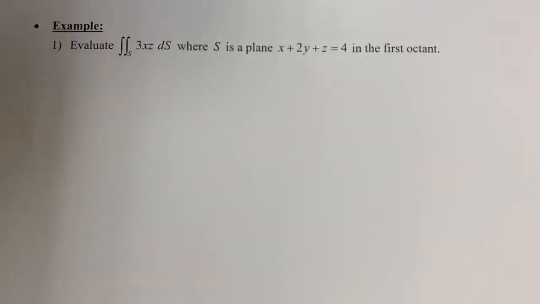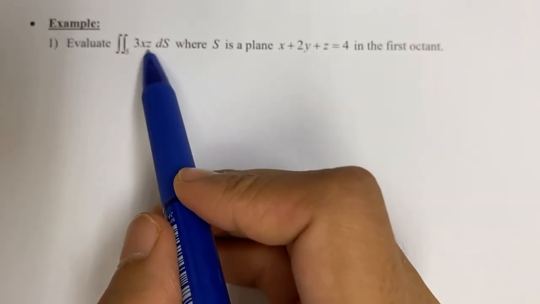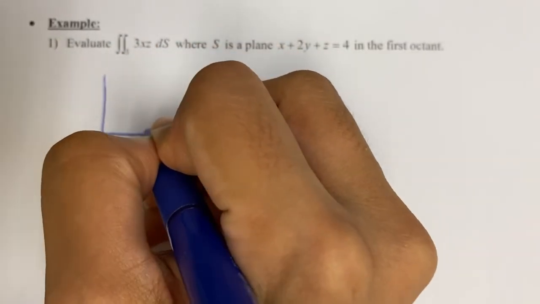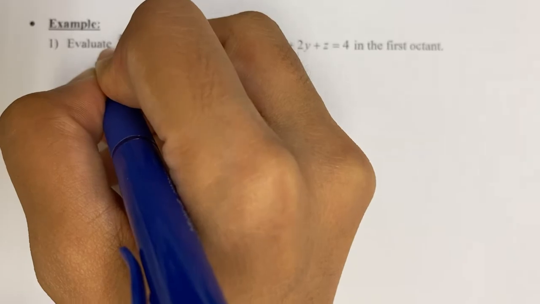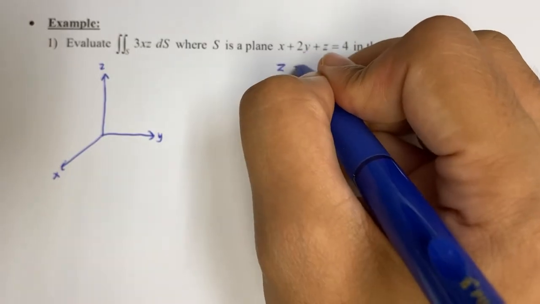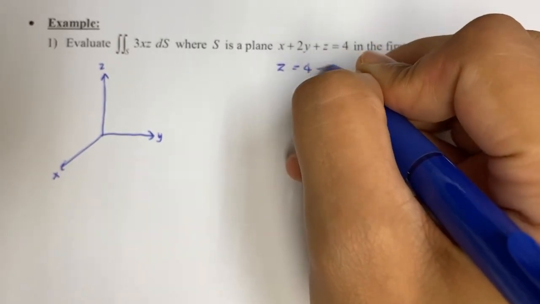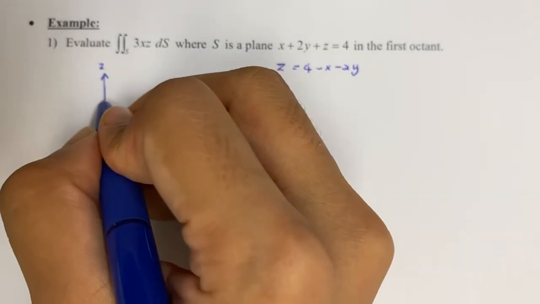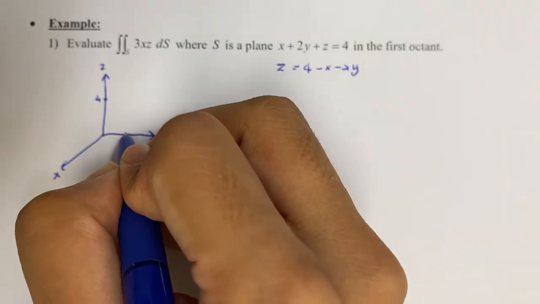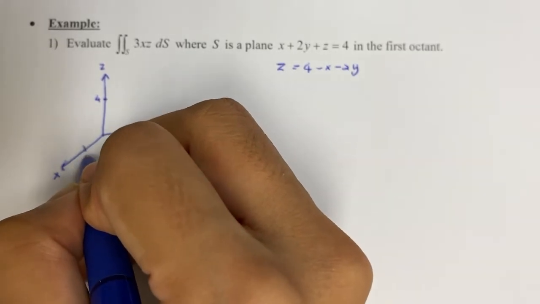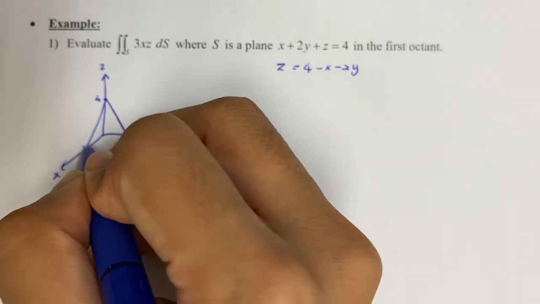Okay, for the first example, evaluate the double integral over S of 3xz dS, where S is the plane x plus 2y plus z equal to 4. So if we have this plane in 3D, with z, y, and x axes, z can be written in terms of x and y. So z is 4 minus x minus 2y. The intercepts are z equal to 4, x equal to 4, and y equal to 2. So you have this tetrahedron.